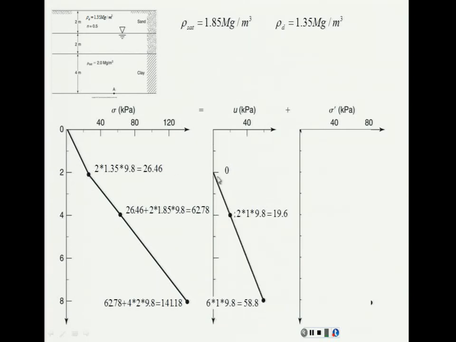Now I subtract point by point. First point 0, second point 26.46, third point 62.78 minus 19.6, 4 point this minus this. And that would be my effective stress at that point. Notice that the slope changes, but it's never going to change to the left. It's a change in the slope, but not a change in the sign of the slope.